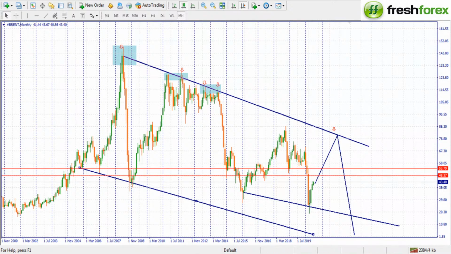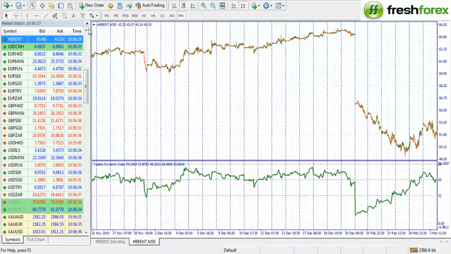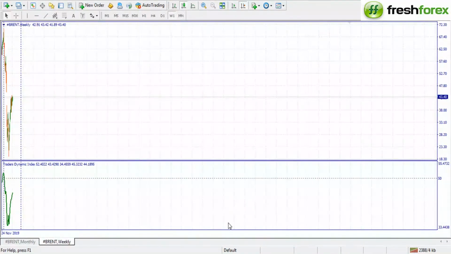So the next chart, the same chart on a lesser time frame. Let's see what we have on the weekly chart.